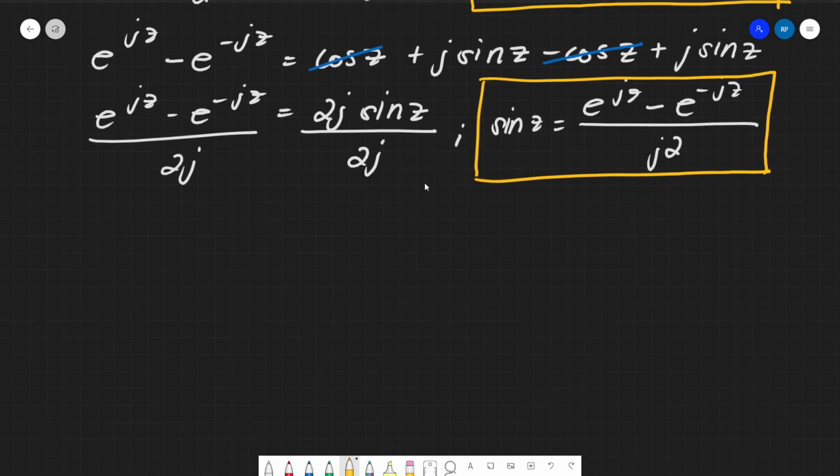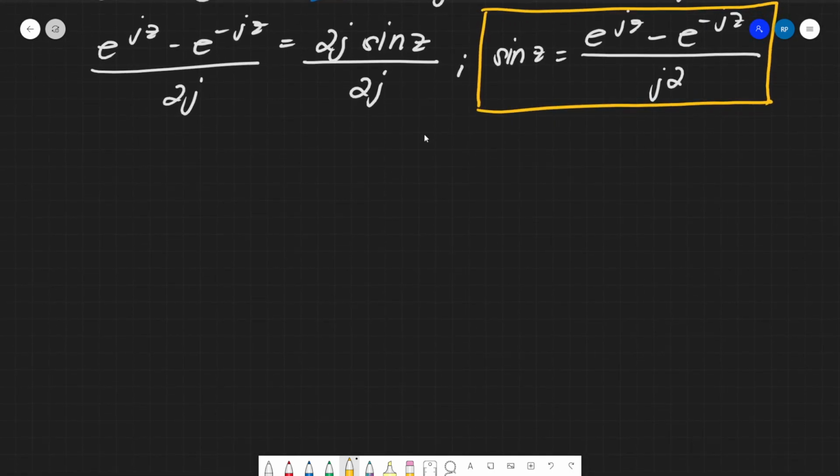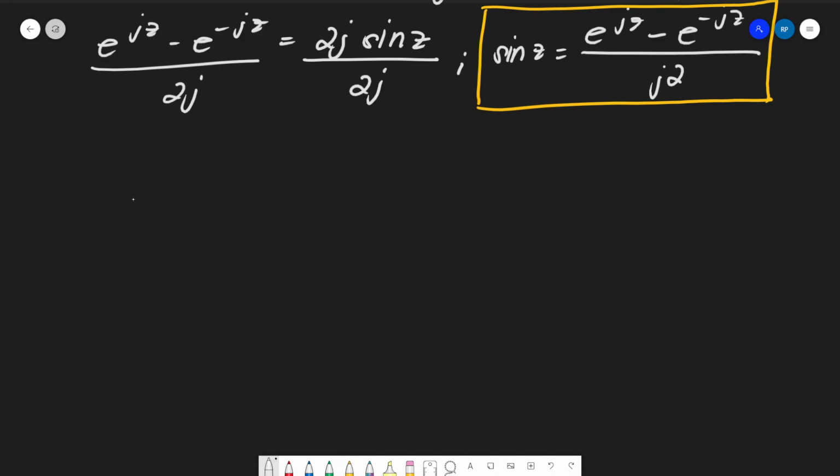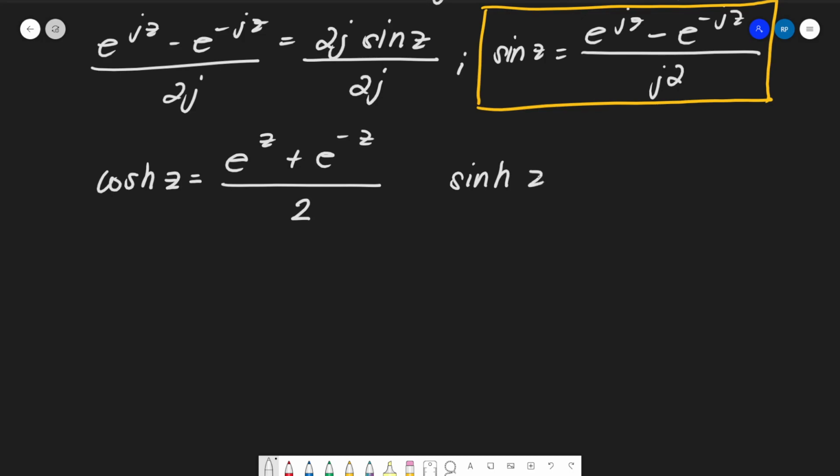For the hyperbolic functions, the j part simply disappears. So the hyperbolic cosine of z is e raised to z plus e raised to negative z over 2. And for hyperbolic sine z, we have e raised to z minus e raised to negative z over 2. Those are the two.